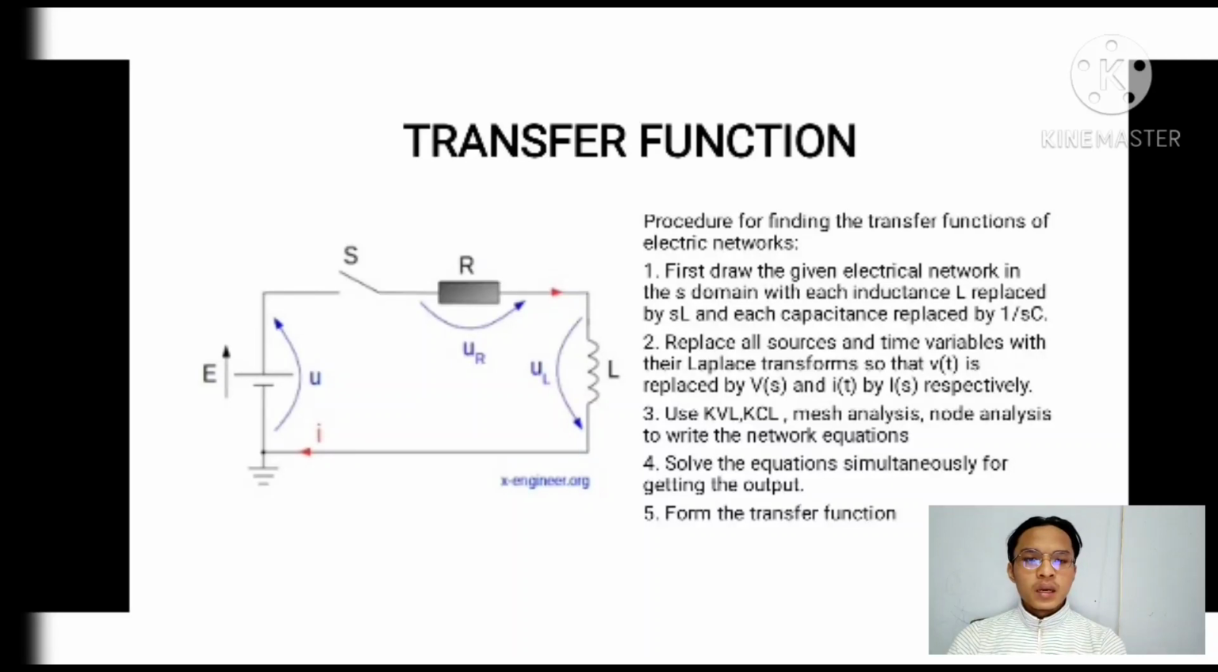After that, replace all sources and time variables with their Laplace transforms so that v(t) is replaced by V(s) and i(t) by I(s) respectively. Thirdly, use KVL and KCL, mesh analysis and also node analysis to write the network equation. After that, solve the equations simultaneously to get the output. And lastly, form the transfer function.